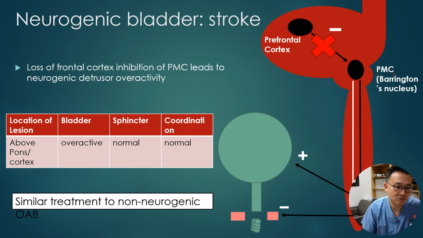So in the case of a stroke, we see that the location of the lesion is above the pons or cortex. The bladder is overactive, the sphincter acts appropriately, and the coordination is synergic. And treatment of these patients is similar to non-neurogenic overactive bladder. First-line therapy, maybe behavioral therapy, second-line therapy, pharmacotherapy, and third-line therapy, procedural interventions. So we can consider similar to overactive bladder.